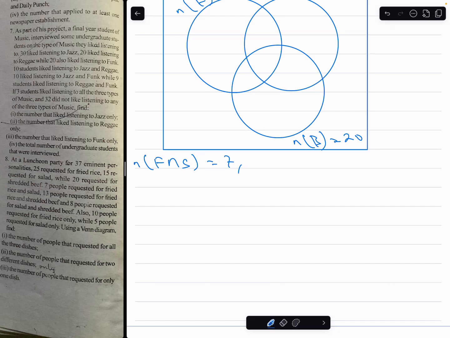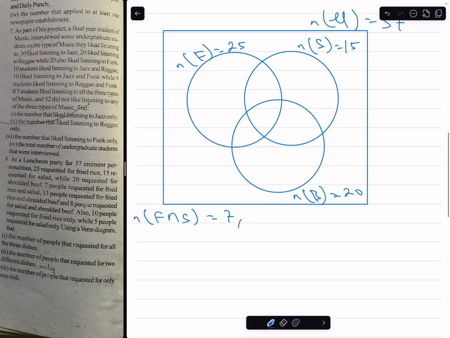Now 13 people requested fried rice and shredded beef. Fried rice and shredded beef is the whole of this. So the number of elements in the set F intersection B is 13. Now those who requested fried rice and shredded beef are a combination of those who requested only fried rice and shredded beef, and those who requested all 3: fried rice, salad, and shredded beef.